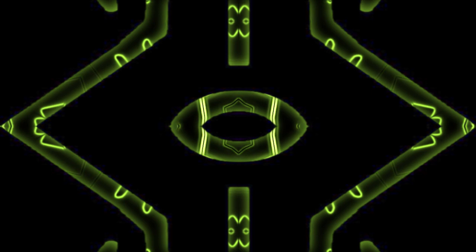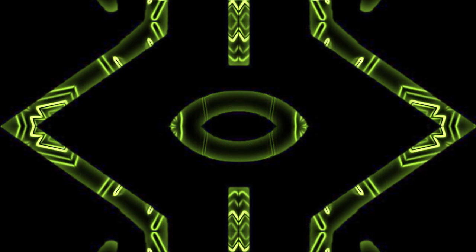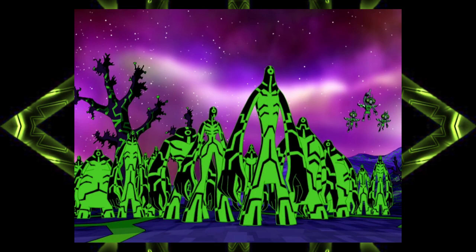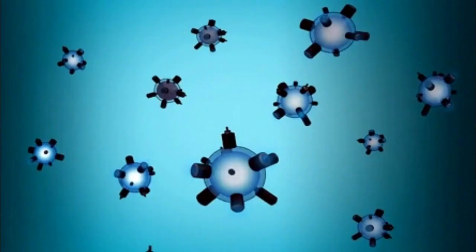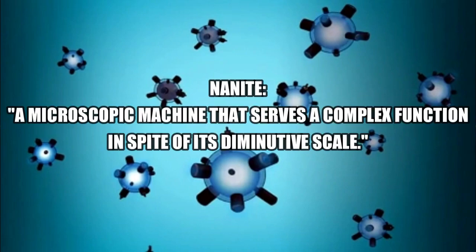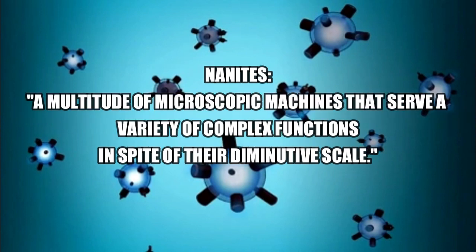So to start this video off, let's explain the most basic fundamental information regarding Galvanic Mechamorph biology, that being the existence and function of nanites. While no concrete definition of nanites exists as of making this video, I would wager that across both real-world primitive models and sci-fi adaptations of the concept, a nanite can be defined as a microscopic machine that serves a complex function in spite of its diminutive scale, thus defining nanites as a multitude of microscopic machines that serve a variety of complex functions in spite of their diminutive scale.